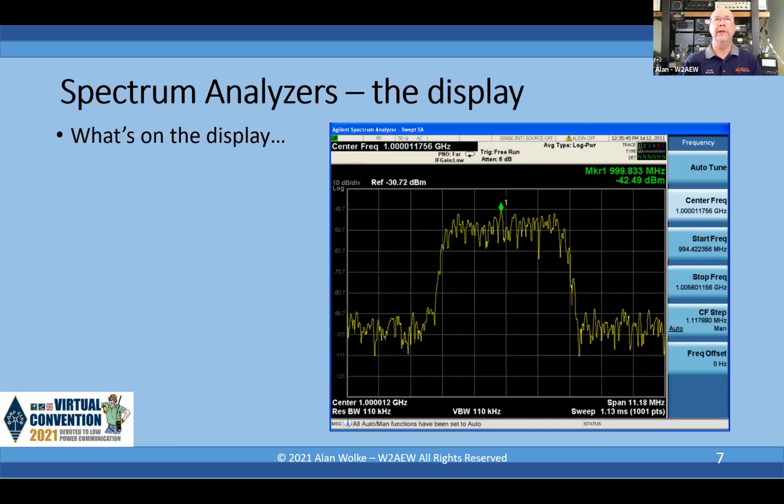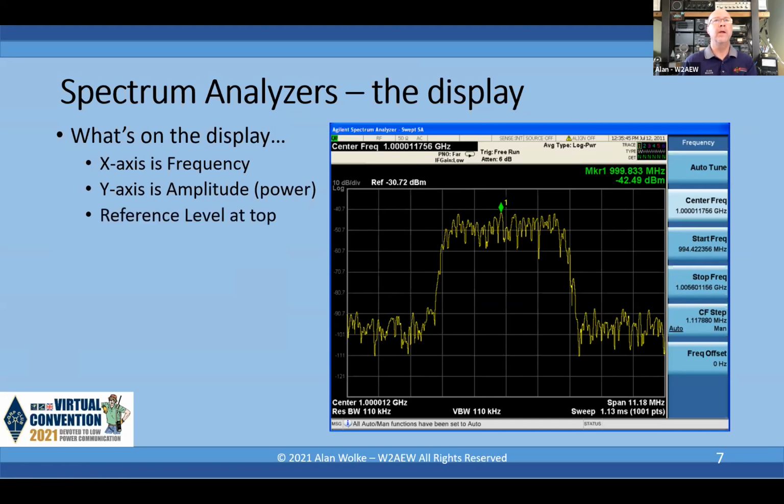So what's on the display of the spectrum analyzer? Obviously the x-axis down here is frequency, and it can either be shown as a center frequency and the span, or as a start and stop frequency typically. The y-axis, the vertical axis, is calibrated in power, but generally you're not going to see power in watts. We're going to talk about this a little bit later. You'll generally see power, most commonly in dBm, and we'll talk about why that is in a moment.